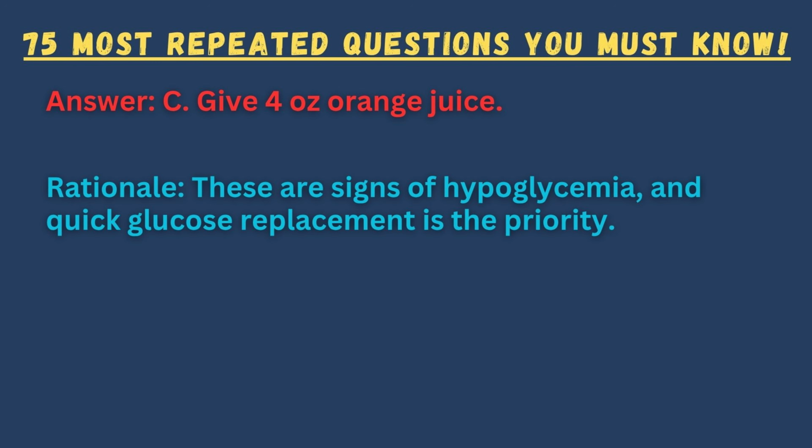Answer: C. Give 4-ounce orange juice. Rationale: these are signs of hypoglycemia, and quick glucose replacement is the priority.